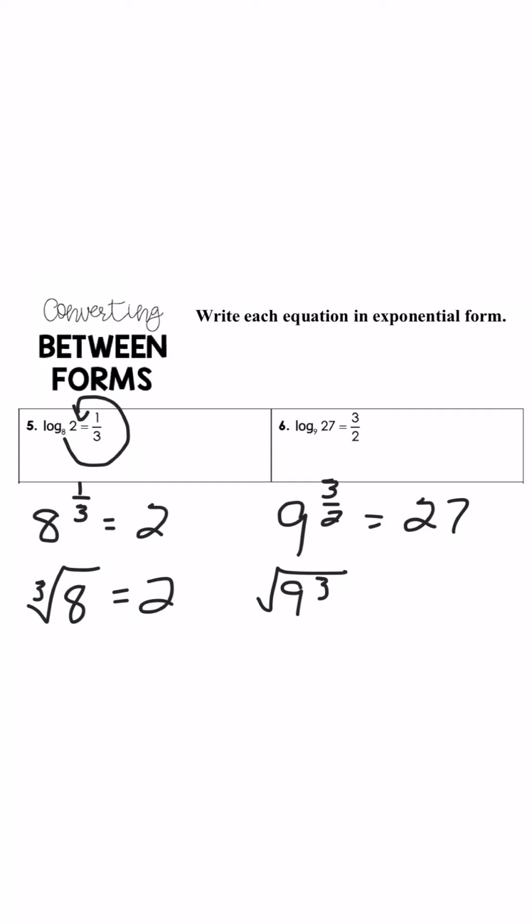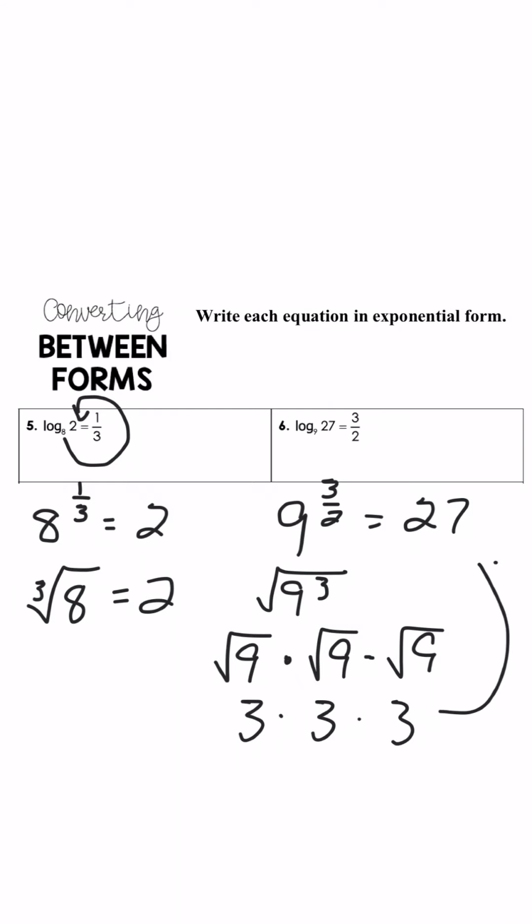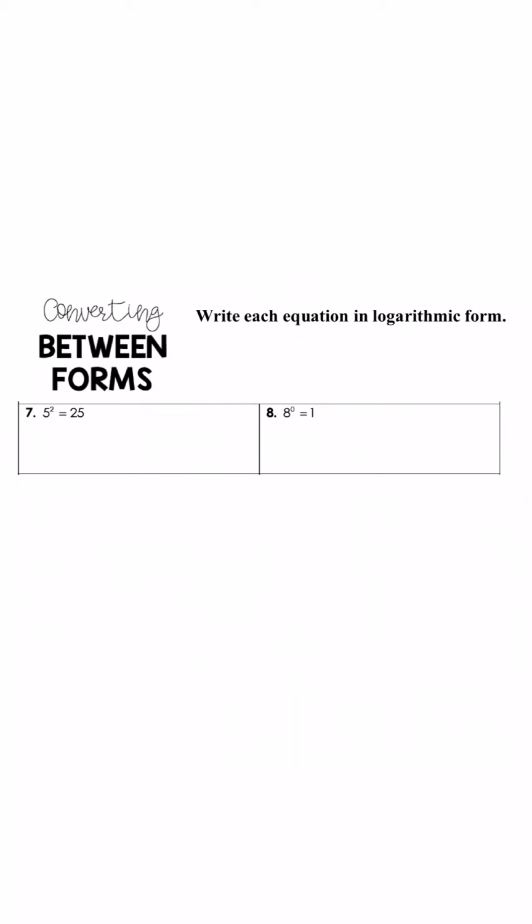And if I was to rewrite this again, that's the same thing as saying square root of 9 times square root of 9 times square root of 9, which is 3 times 3 times 3, which equals 27.